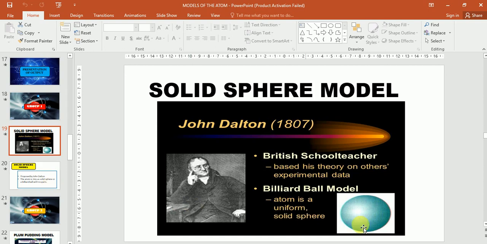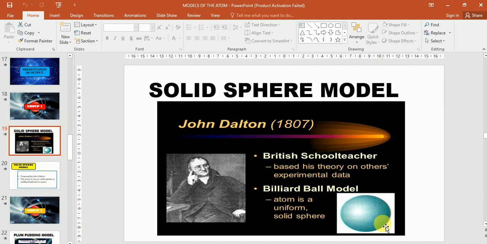During this time, they were not yet aware of the existence of the electron, proton, neutron, and nucleus. So for John Dalton, the structure of the atom is a uniform solid sphere, just like a billiard ball. That's why he called this the solid sphere model.